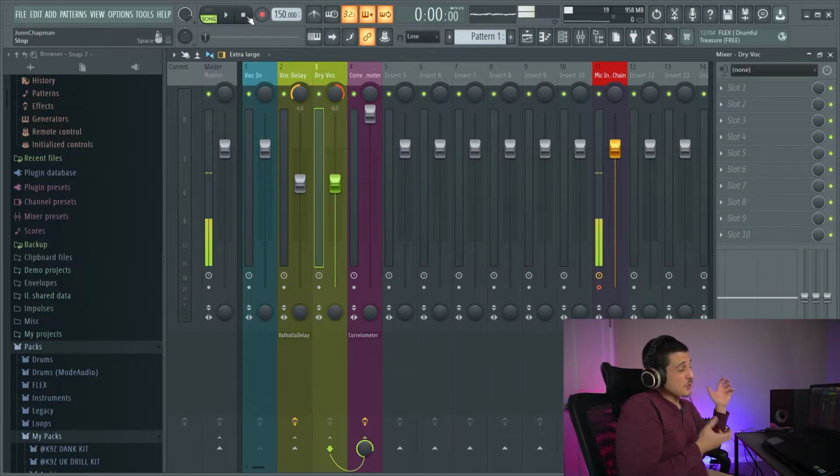Now, this doesn't mean there's not a place for the Haas effect. The Haas effect is an amazing tool. These are just things to keep in mind while you're using a delay for things like the Haas effect.